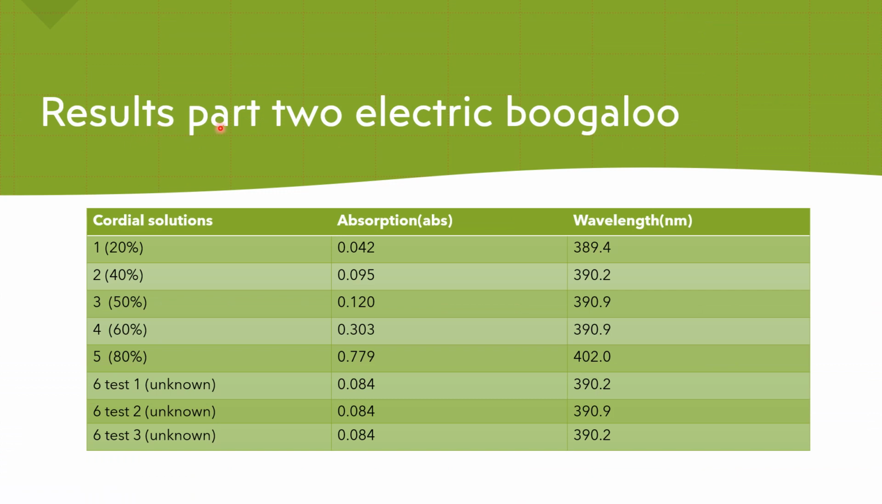As you can see, here are the results to part 2 of the practical. This is the part with the lime cordial. All the wavelengths are nearly the same. They're roughly all about 390 nanometers. This is because all the cordials are the same colour. However, you can see as the concentration increases, the absorption also increases. This is because of the slight green colour of the cordial, which increases as the concentration increases. So it gets more saturated, so there's more absorption of the opposite colour wavelengths.